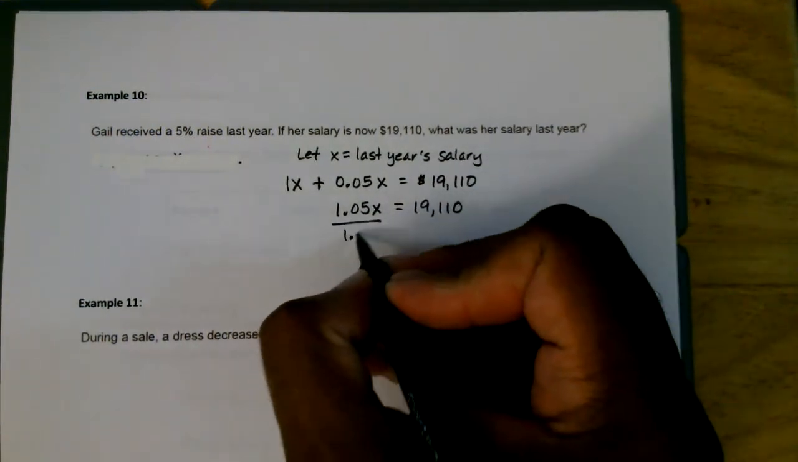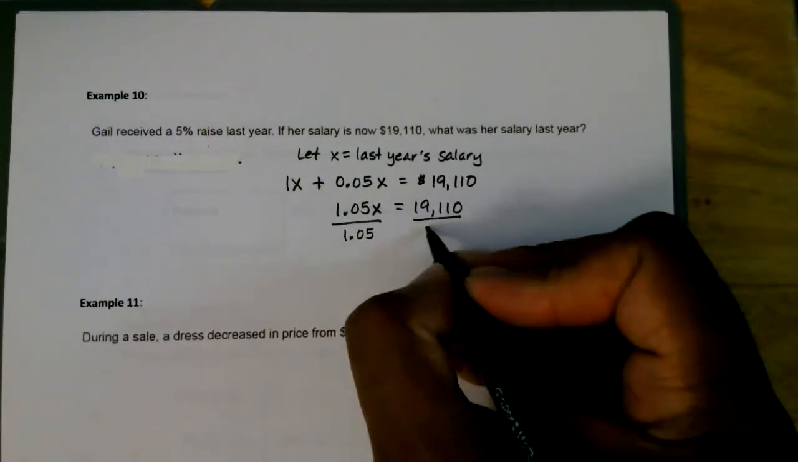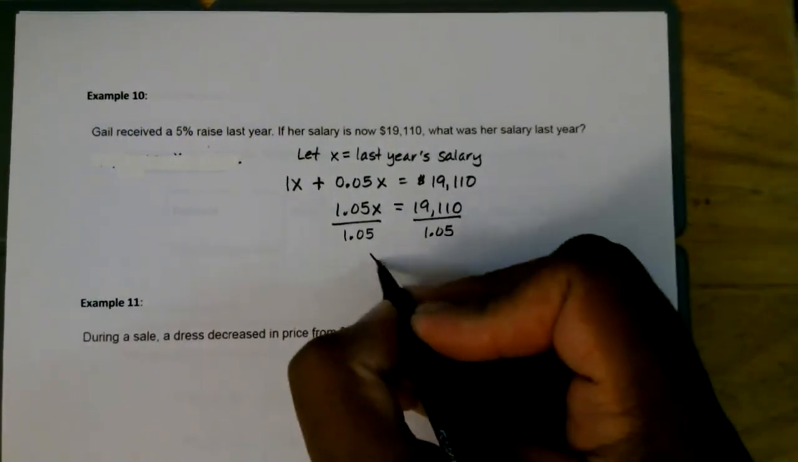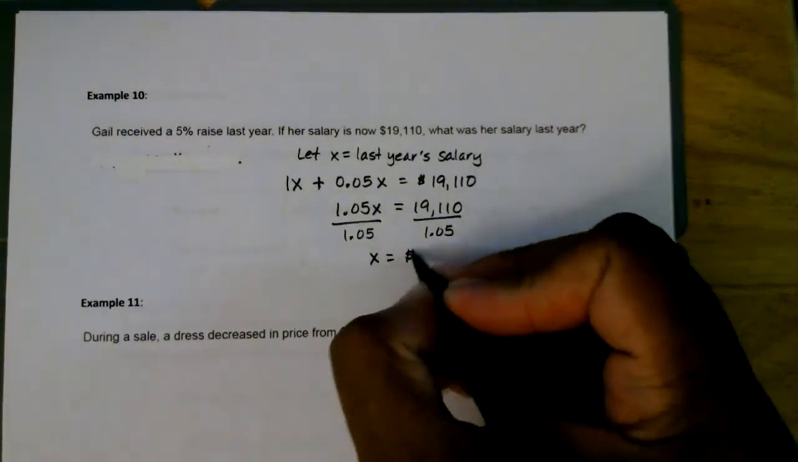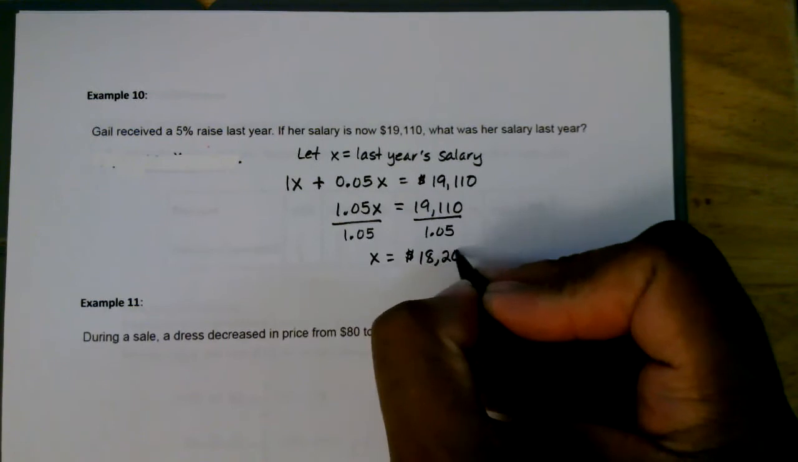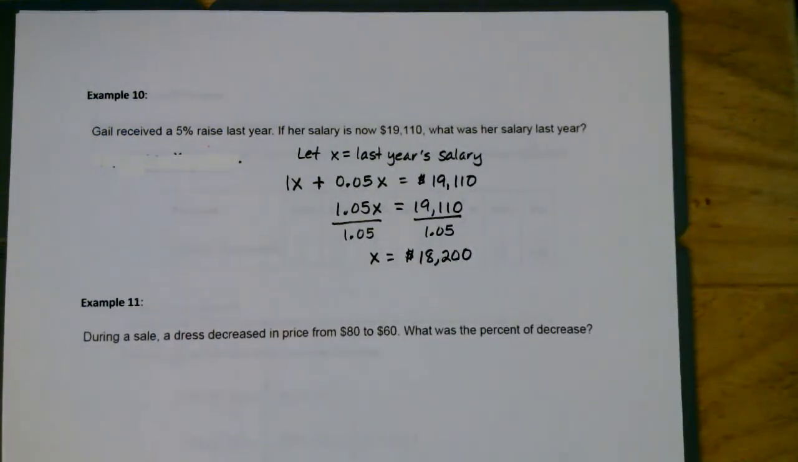And then we divide both sides by 1.05 to solve for X. So 19,110 divided by 1.05 gives us $18,200. That was her salary last year, $18,200.